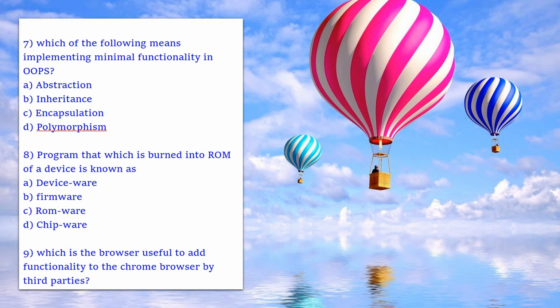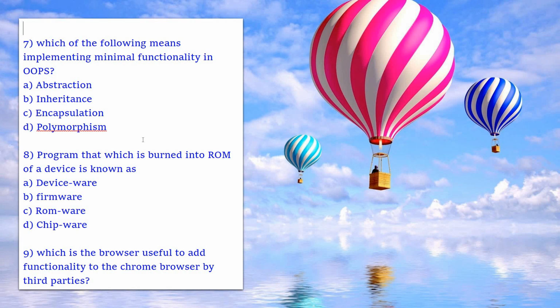So the next question, the seventh question. Which of the following means implementing minimal functionality in OOPS, that is object-oriented programming? Which is used for implementing the minimal functionality? Abstraction, there is no such feature. Encapsulation is the hiding of data. And polymorphism is nothing but many forms. So you can say inheritance is used for implementing the minimal functionality.